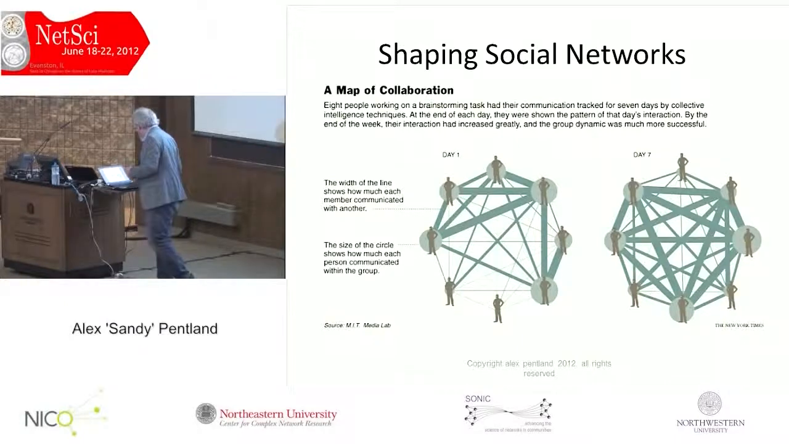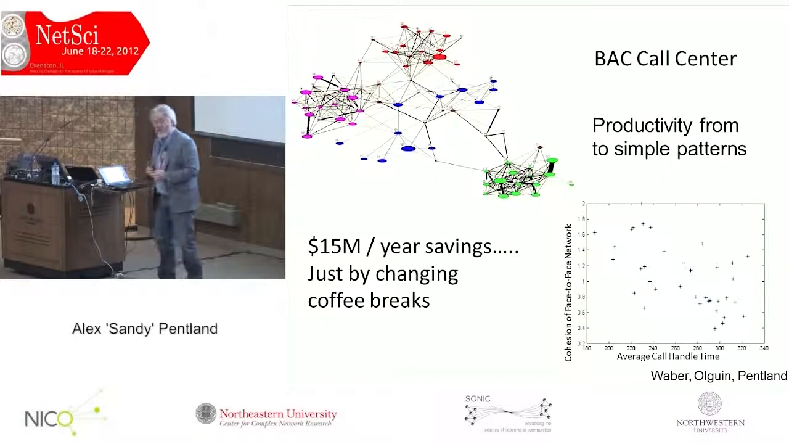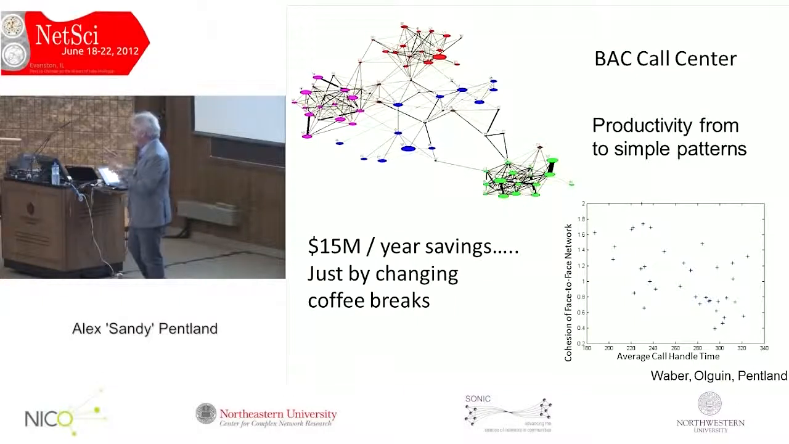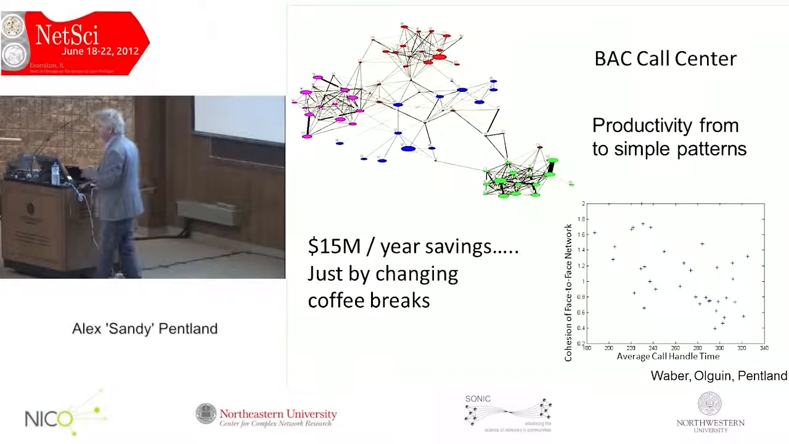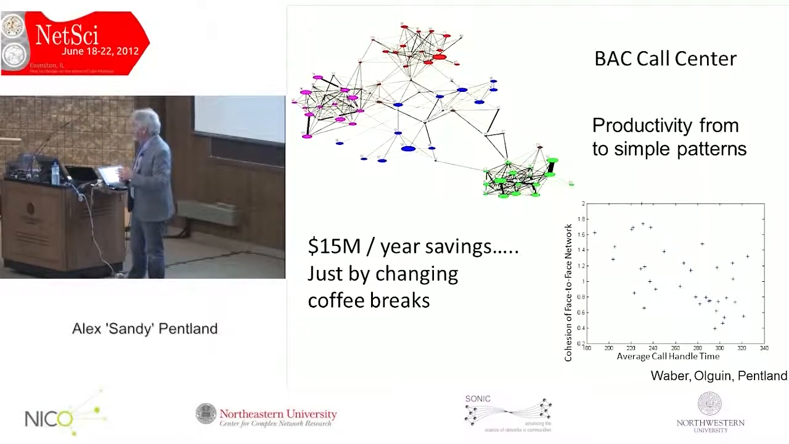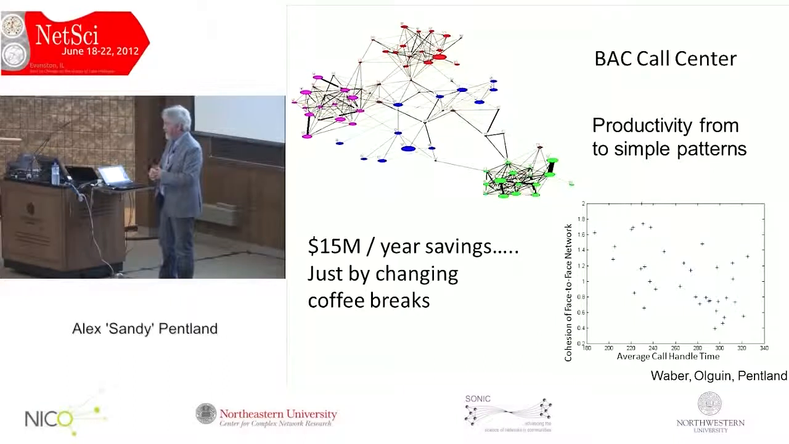But you don't always have to do this. This is a funny one. We went into a call center, and we looked at the patterns of communication. In call centers, they manage the employees to make sure that they don't talk to each other, because that's seen as wasting time. One of the things they do is give them breaks that are staggered, so nobody gets to talk to anybody else. And what I suggested was, no, give everybody in a group a break at the same time, right? That way you could have more interaction.